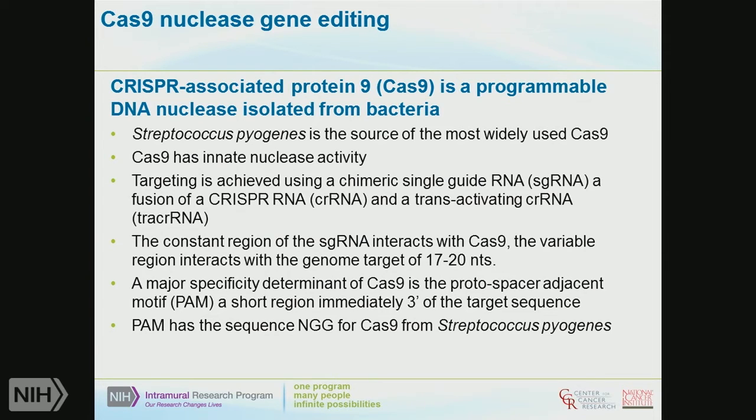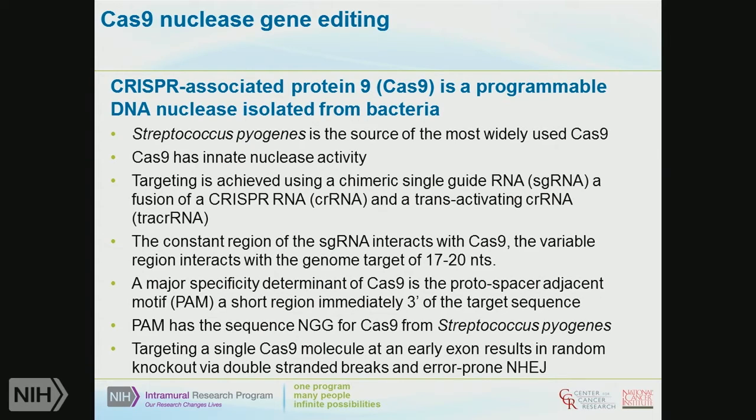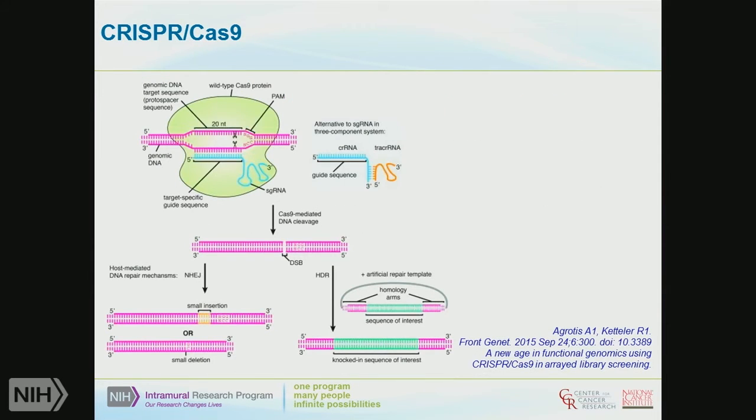All of this will be information that will be used to make these tools better and better. Okay. So as with the TALEN, if you use a single Cas9 molecule at a very early exon, you can induce a random knockout as a consequence of a double-strand break and error-prone non-homologous end joining. But you can also get this in lots of other flavors.